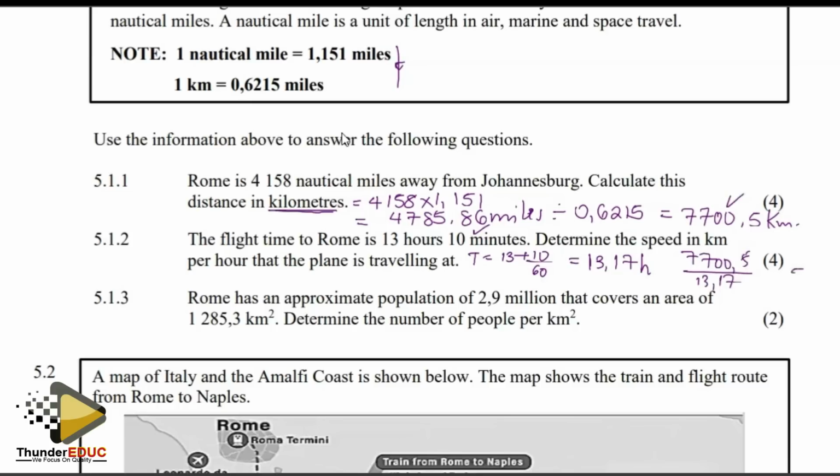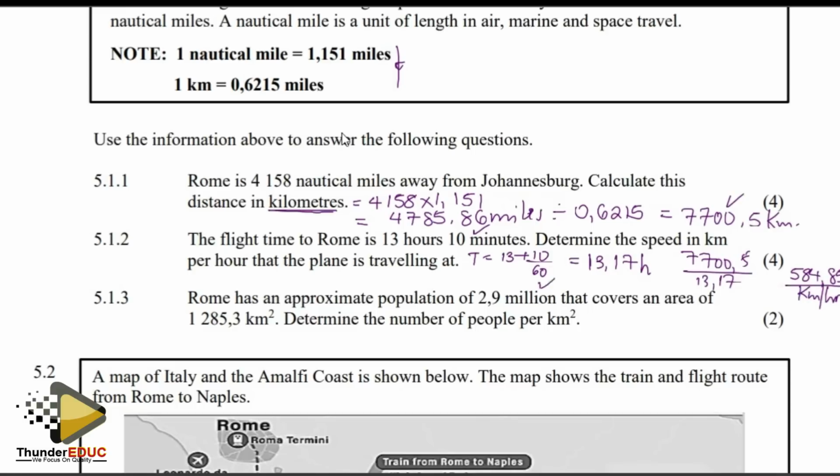And the final answer became 584. Rome has approximately a population of 22.9 million. That covers an area of 1,285.3 kilometers. So they're asking to determine the number of people per kilometer.